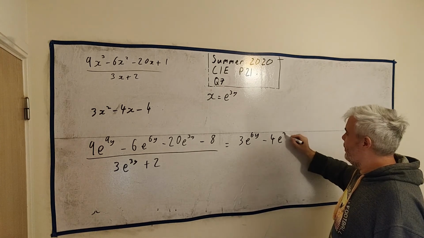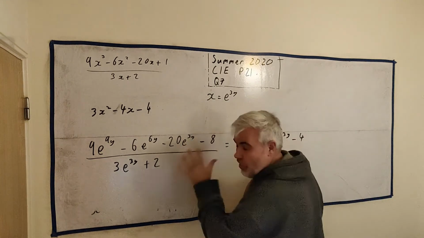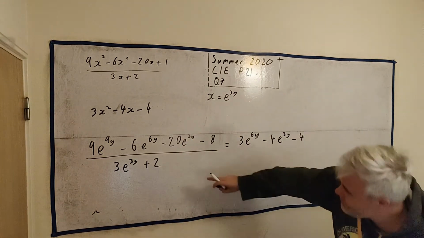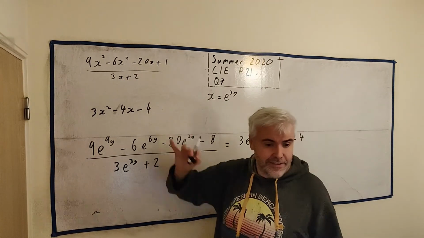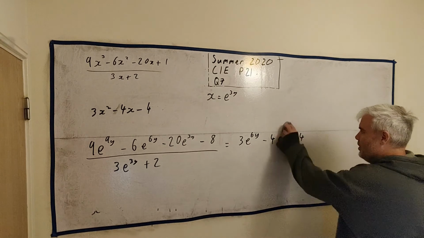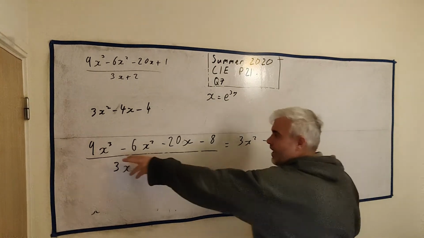Minus 4e to the 3y minus 4. If it divides in perfectly, there's no remainders here. But we don't have to use all these e to the y's. We can go back to just using x's. So let me just rub out all these. There, by the magic of editing, we just have x's here.